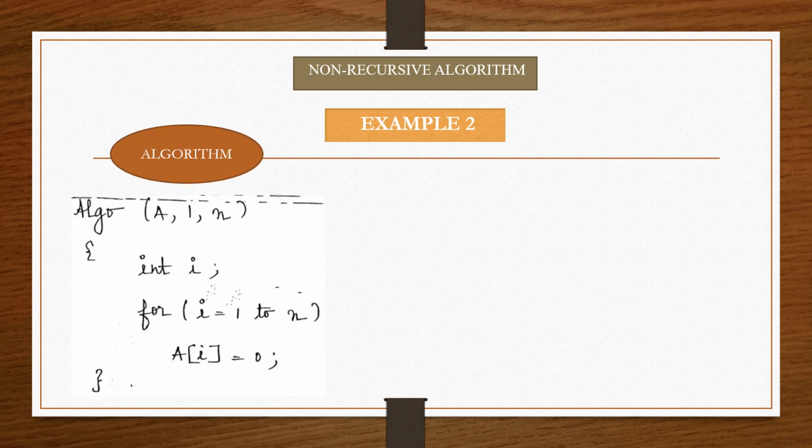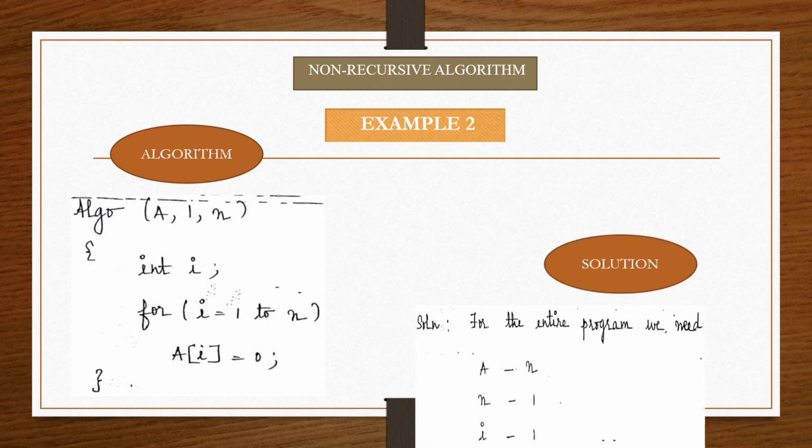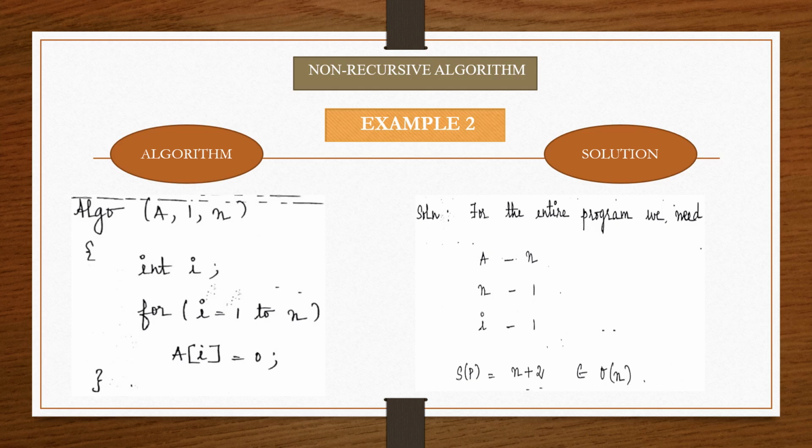Consider the next example. Here is an algorithm which has an array of size n, and we are introducing a variable n, and there is a loop. The solution is, we have an array of size n, so to store n elements I need space n. Then n is another variable, for storing n I have 1. i is another variable, for storing i I have 1. So the sum of all these, that is n plus 2, will be the space complexity. So it is represented as O(n).